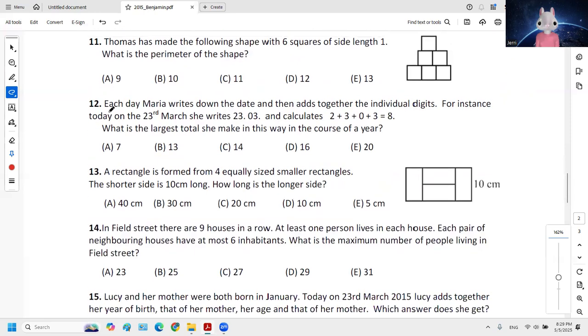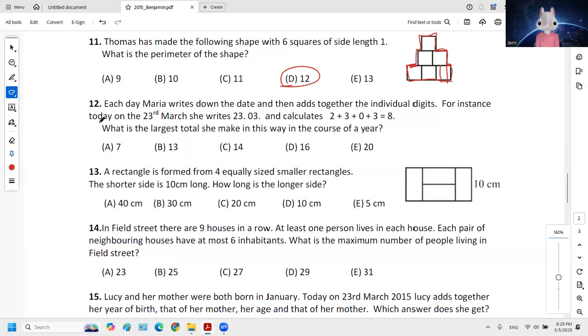Question number 11. Thomas made the following shape with 6 squares of side length 1. What is the perimeter of the shape? Right here, we can turn this into 3 categories. And then here is only 1 and here is 2. So these two make a full one. So now 1, 2, full, 3, 4, 5, 6, 7, 8, 9, 10, 11, 12. D is the answer.